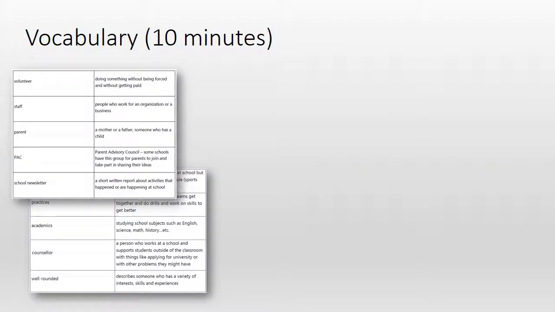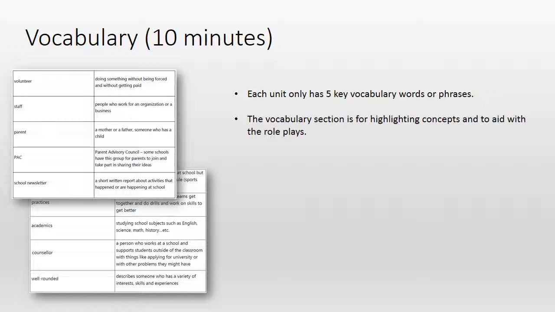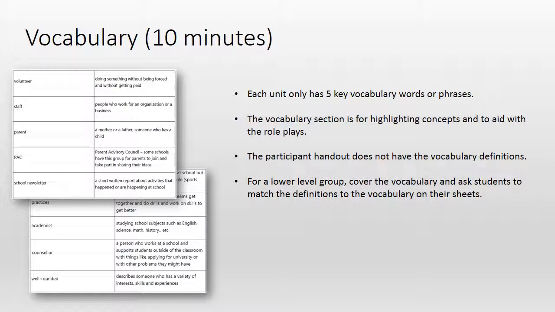Vocabulary section. Each unit only has 5 key vocabulary words or phrases. The vocabulary section is for highlighting concepts and to aid with the role plays. The participant handout does not have the vocabulary definitions. Here are some ways you can go over the vocabulary with different levels.